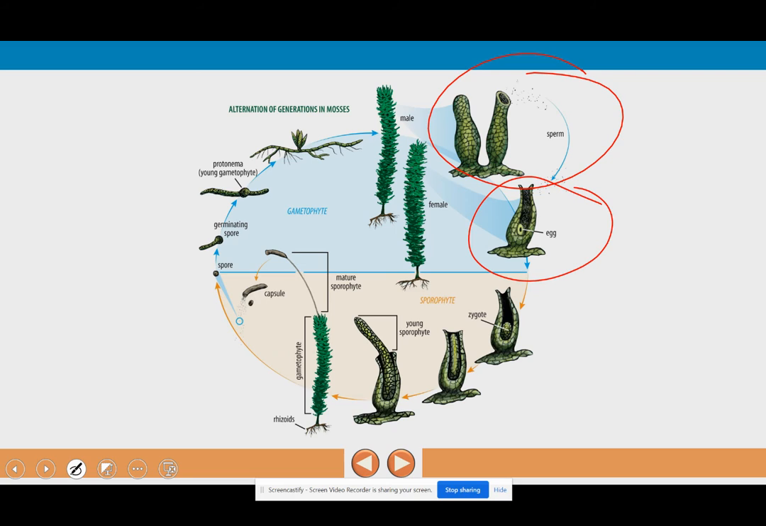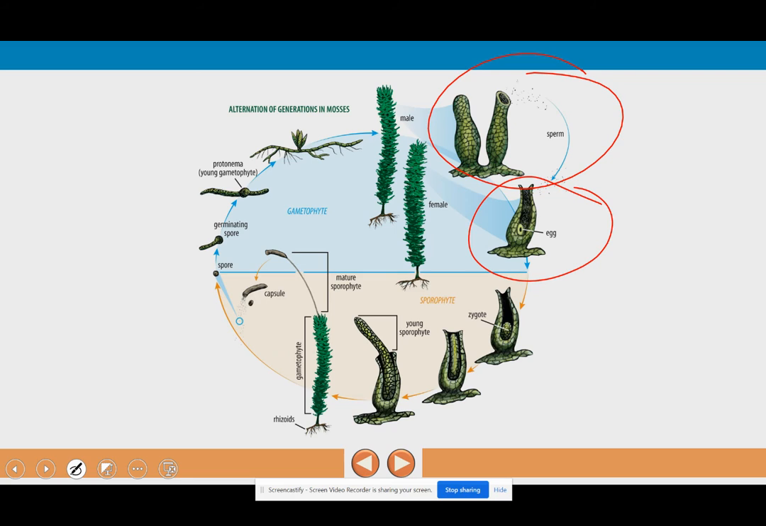That zygote starts the sporophyte stage, and that will eventually become the mature sporophyte, which will then be able to release the spores. And once those spores are released, they will germinate and form the new gametophyte. So this is what that question was meaning on the lab. Why is this tied to water for reproduction, or why is it not?